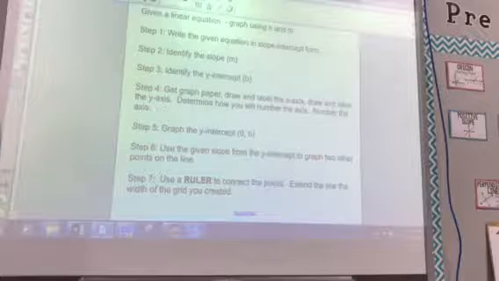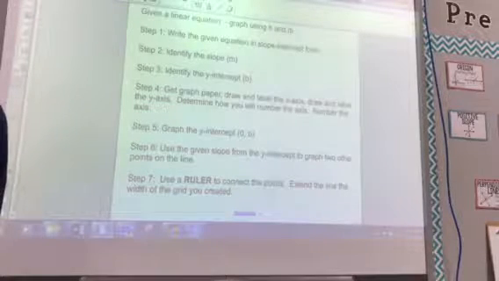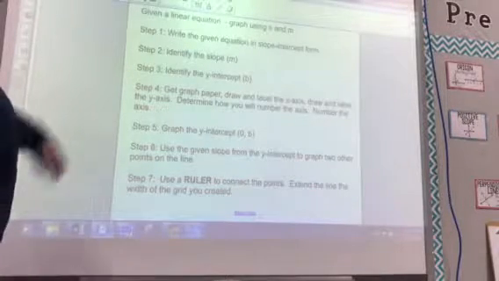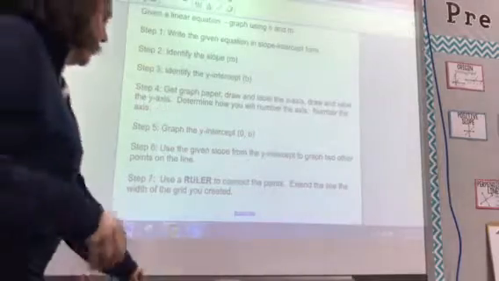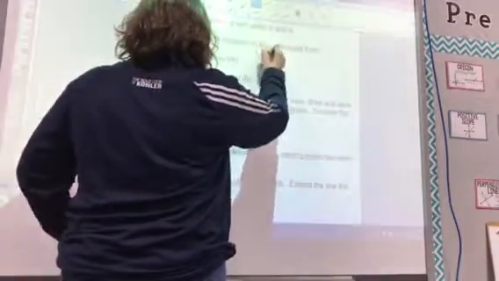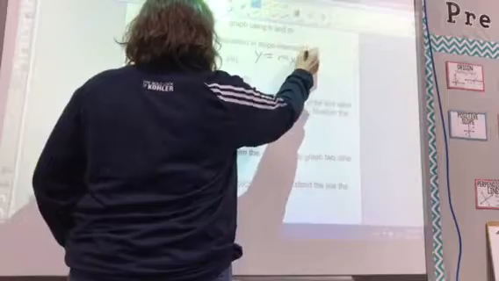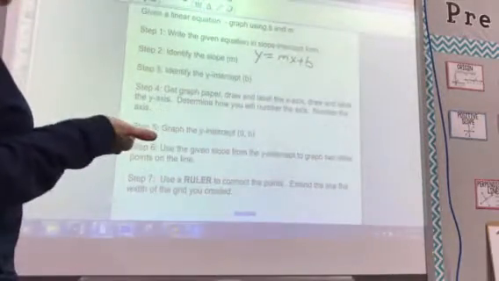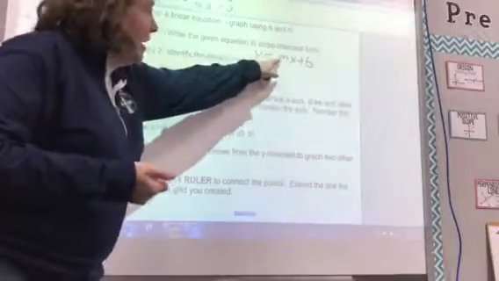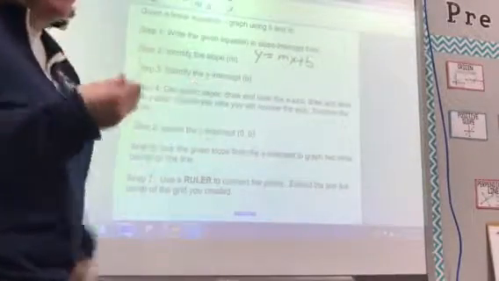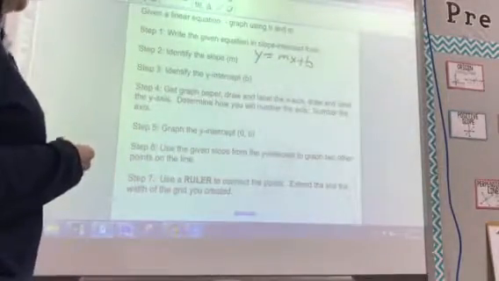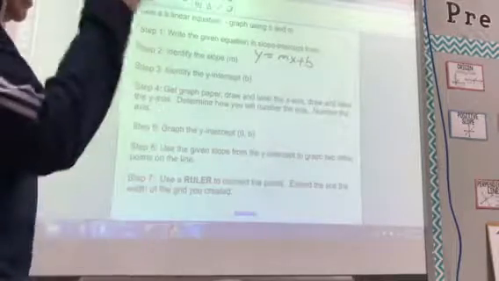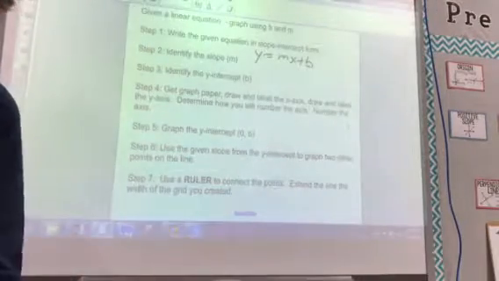Given a linear equation, graph using b and m. b is the y-intercept, m is the slope. So the first thing you need to do is put it in slope-intercept form. We'll do it again. y equals mx plus b. Make sure it's in slope-intercept form. Identify what the slope is. The slope is only your m. The slope does not have an x attached to it. Identify the y-intercept, that is b. That's where it hits the y-axis.